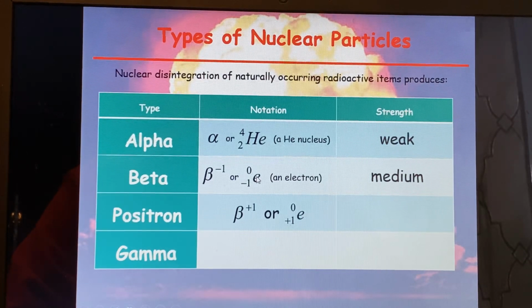Basically, betas and positrons have a mass of 0. So that represents they're an electron. The difference being a beta particle is a -1 and a positron is a +1. Penetrating power for a positron is similar to a beta because it's the same type of particle. It's the same size, so to speak.